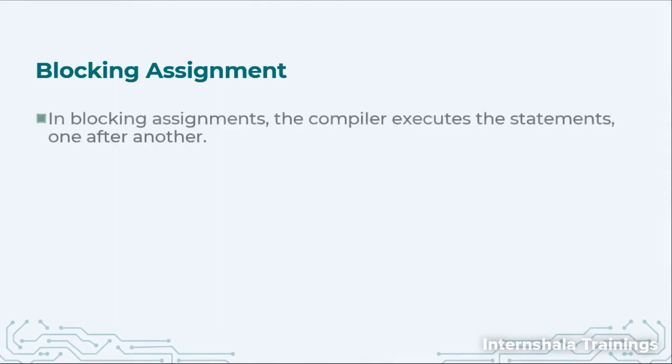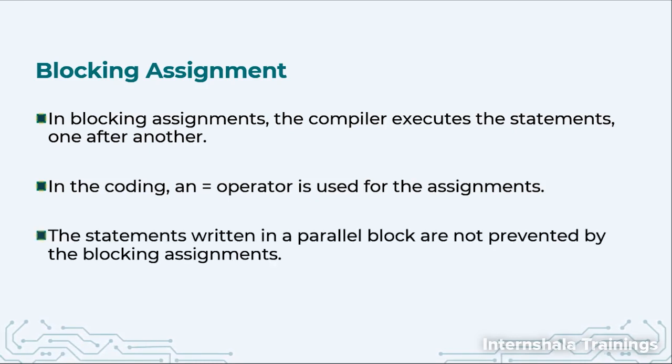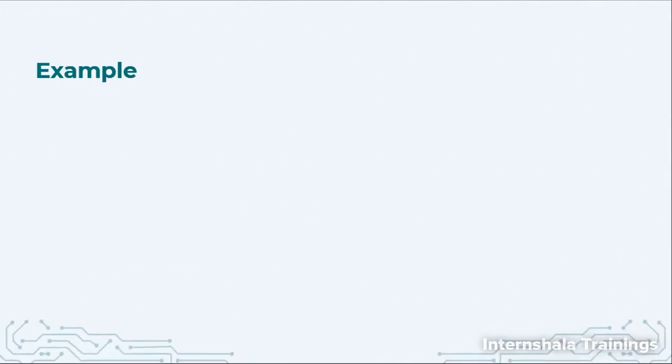So blocking assignments, as the name suggests, are going to block the other assignments. That means first one assignment will be executed, then the next one, and then the next one. We are going to use an equal to operator whenever we are using blocking assignments. The statements that are written in parallel blocks will not be prevented by the blocking assignments. So now let us have a look at one such example.